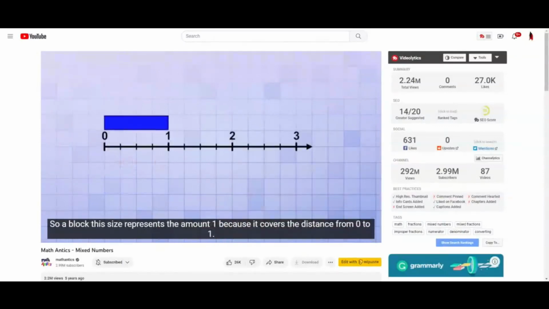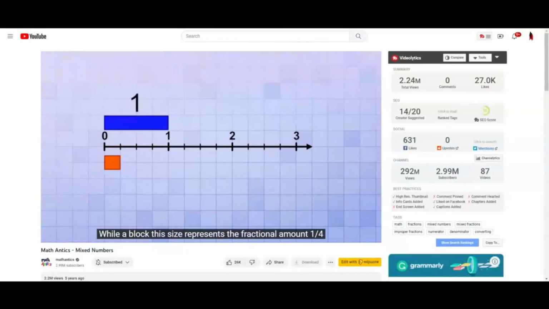So a block this size represents the amount 1, because it covers the distance from 0 to 1. While a block this size represents the fractional amount 1/4, because it only covers the distance from 0 to the first subdivision that we made, which is 1 out of 4, or 1/4. But suppose we add another fourth to the fourth we already have. That would give us 2/4. And adding another fourth would give us 3/4. And adding another fourth would give us 4/4.